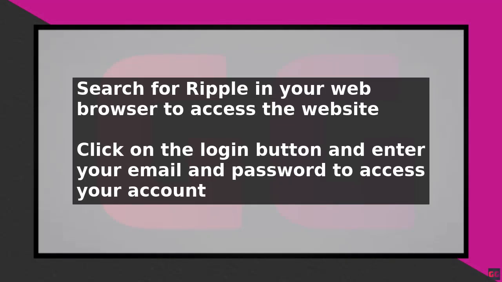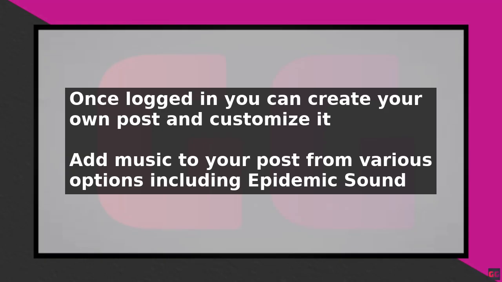To get started with using Epidemic Sound and Ripple, begin by searching for Ripple in your web browser. This will take you to the Ripple website, where you can click on the login button and enter your email and password to access your account. If you don't have an account, you can sign up by clicking on the Sign Up button.